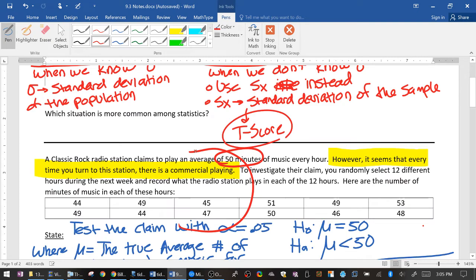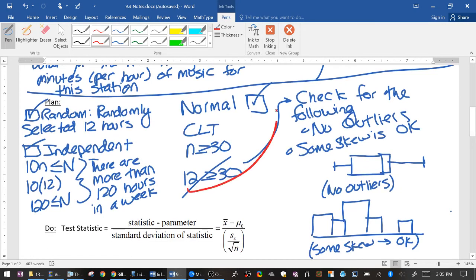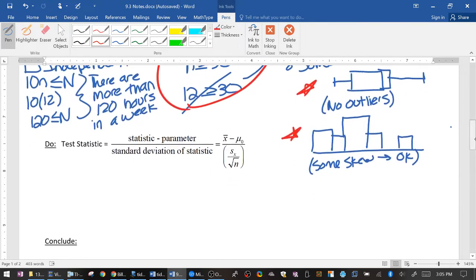Remember, because we don't have a sample of 30, we had to come over here and do our graphs, right? We had to check for no outliers and make sure there wasn't a lot of skew. A little skew is okay. All right, so to finish this, we're going to do the do part and the conclude part.